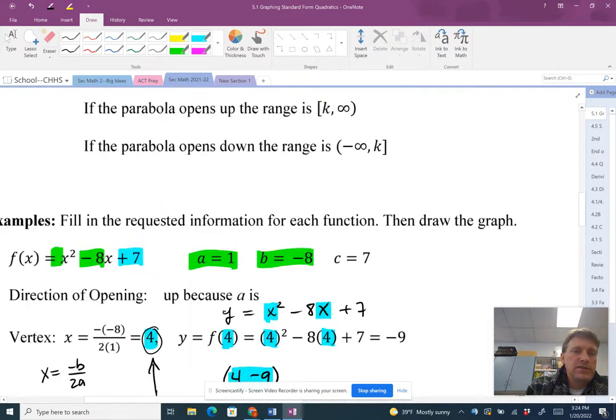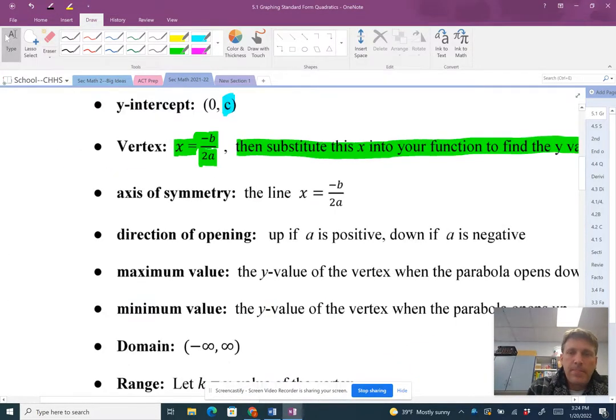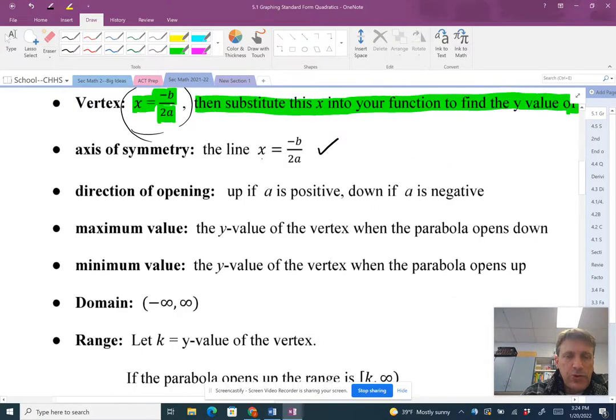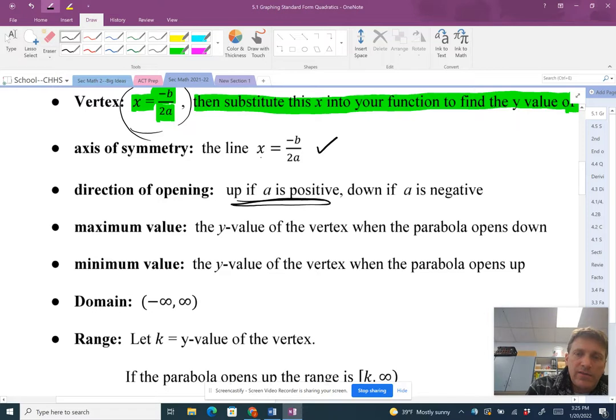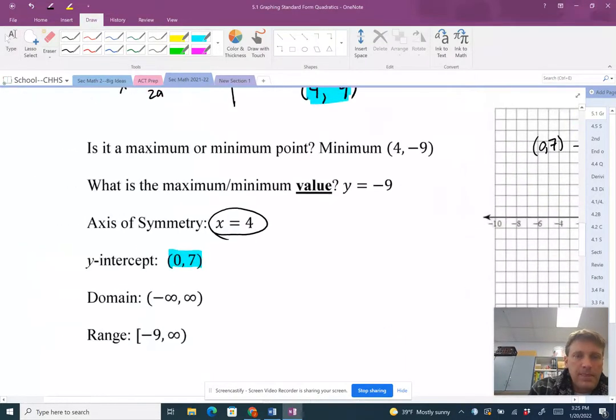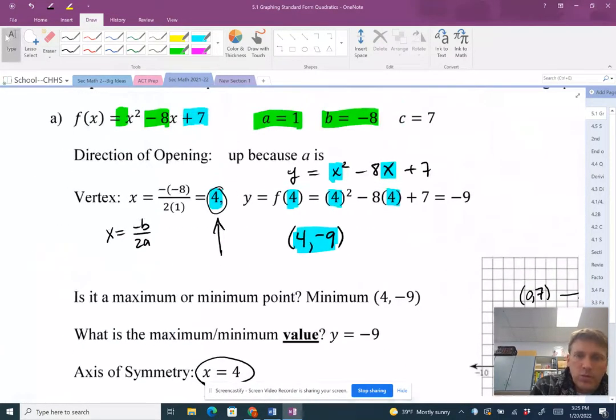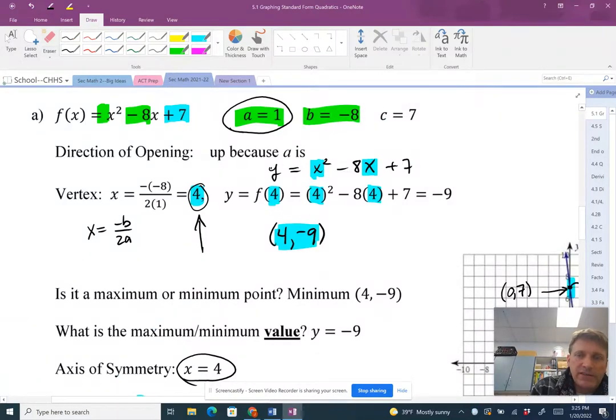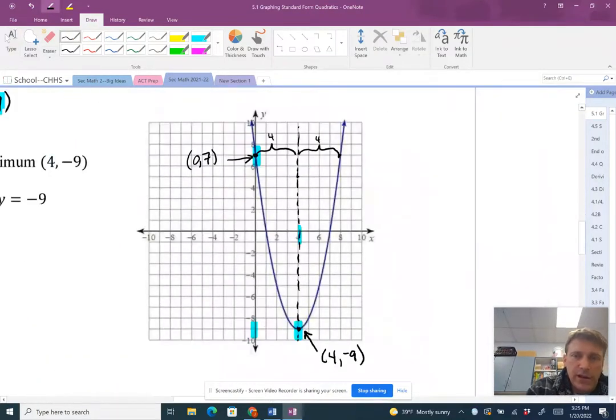All right, let's look. What's next? Axis of symmetry is x equals that line that we get from the vertex in the problem before. Direction of opening. If a is positive, it opens up. And it opens down if a is negative. So if we go down here, a is 1, a is positive, that means this opens up. And indeed, it opens up.